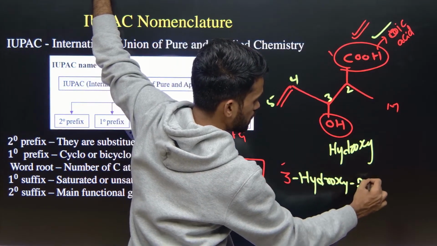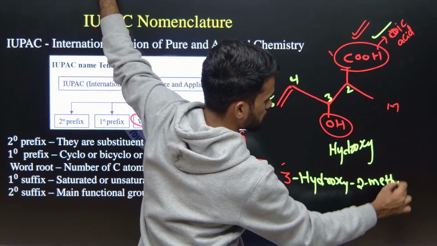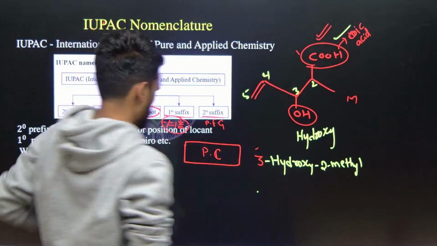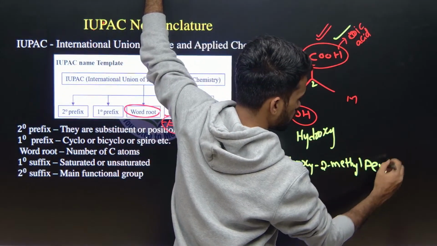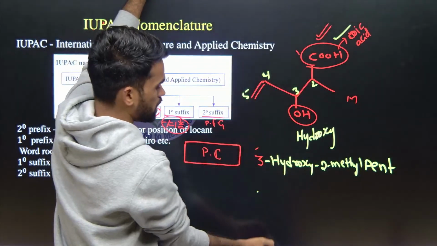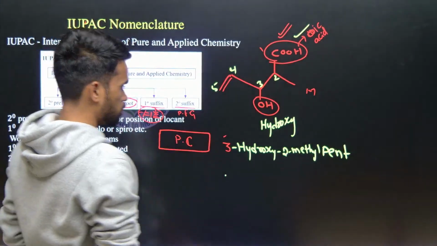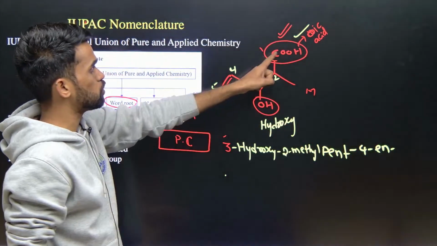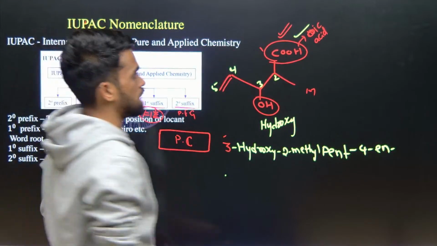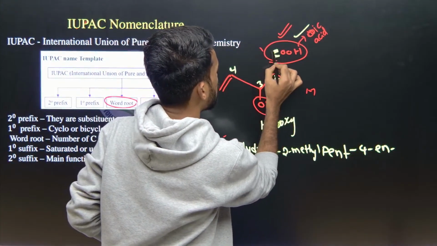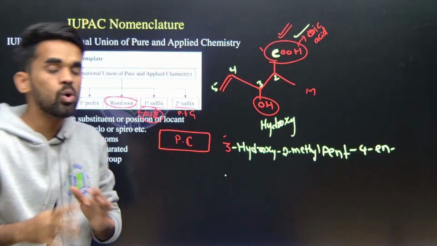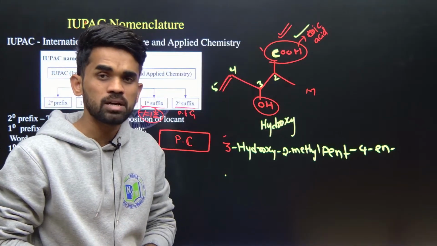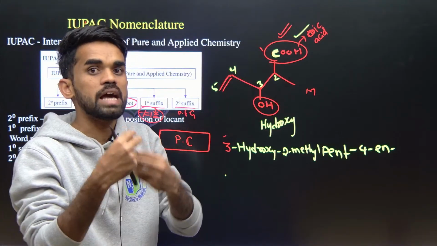and 2-methyl. Pent is the word root here. What is the position of the double bond? 4. So pent-4-ene, and at the first position carboxylic acid, so oic acid. Whenever we count the carbon of the carboxylic acid, the suffix should be oic acid. If we are not counting that carboxylic acid carbon, then the name should end with carboxylic acid itself.